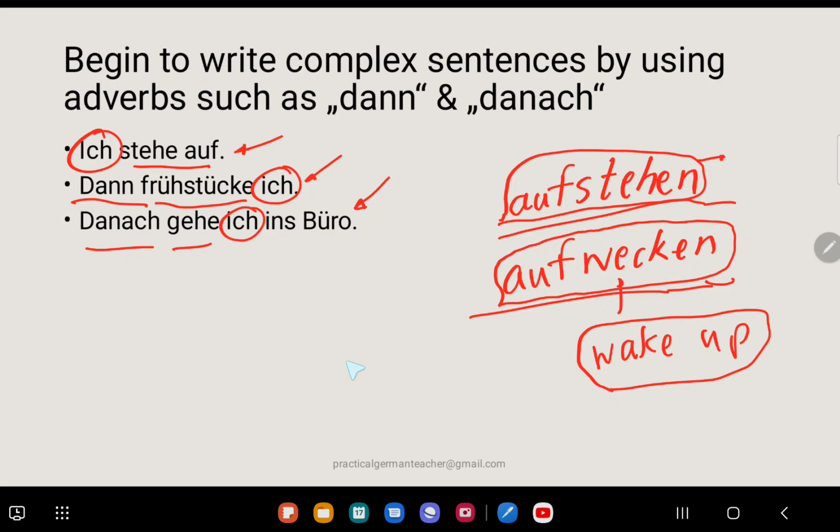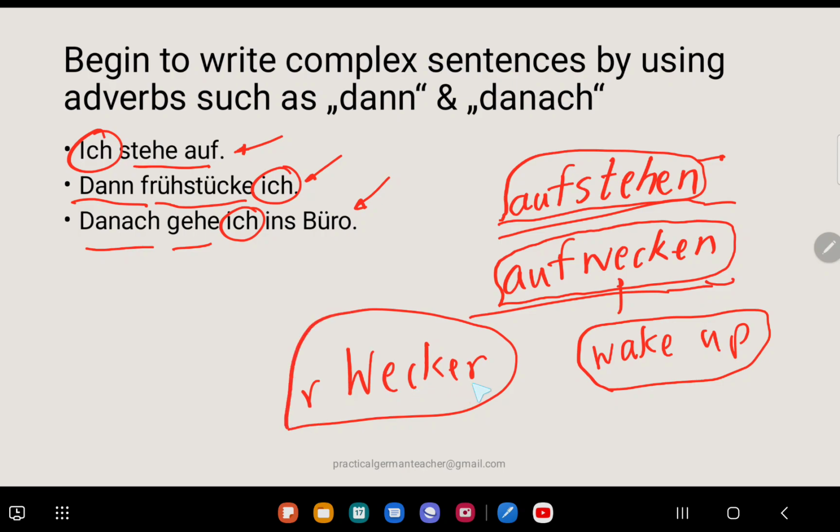But I want you to know this. Also, if you know this, you will also know what a wecker is. If you are using your phone in German language, you will see this wecker. It means alarm.